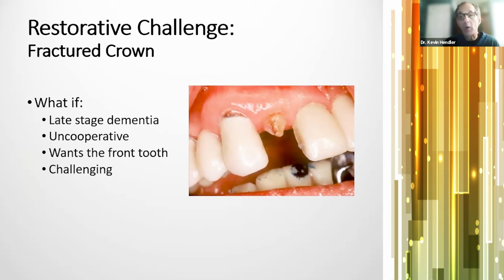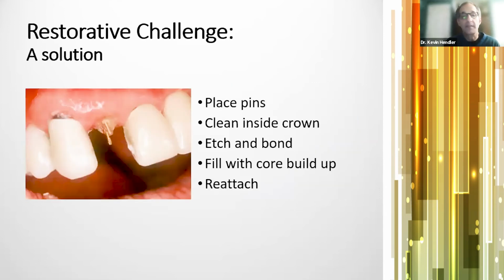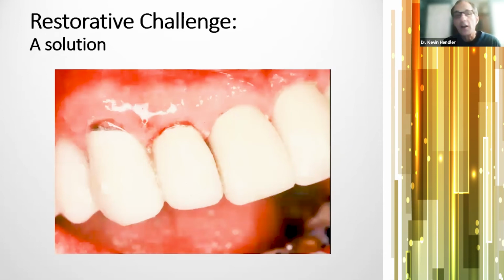So they're not very cooperative. You have limited time in the chair and they want their front tooth back. Now, all of a sudden, this becomes a challenging situation. So what do you do? What's quick and fast? What I found that works really well is I will just put a bunch of pins in the tooth, clean out the inside of the crown and the core that's broken off in there, etch it, fill it up with a core buildup material, squish it on, rebond the tooth, and this works.